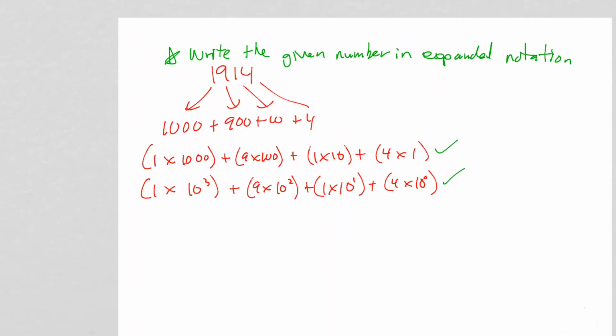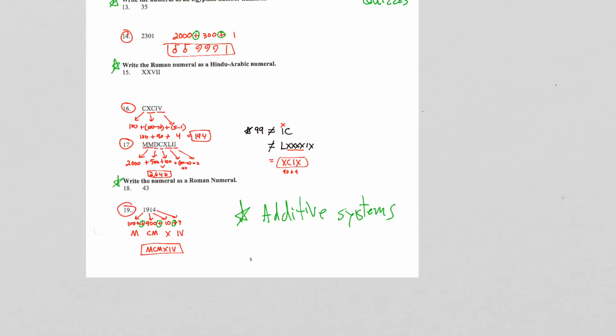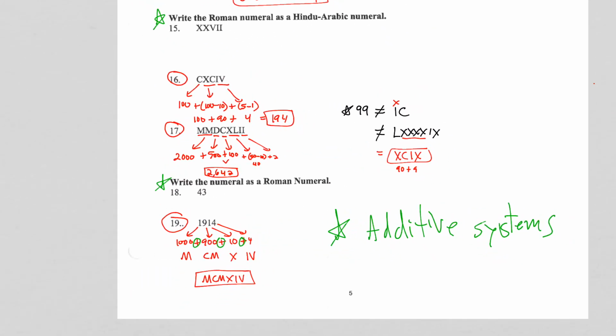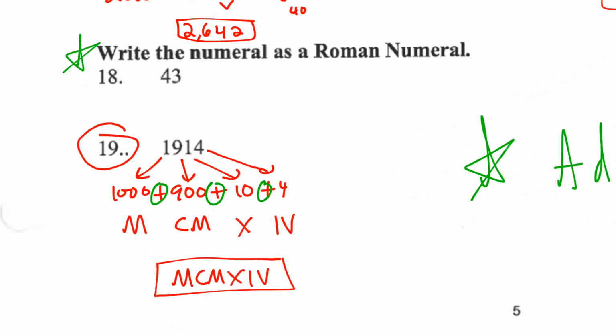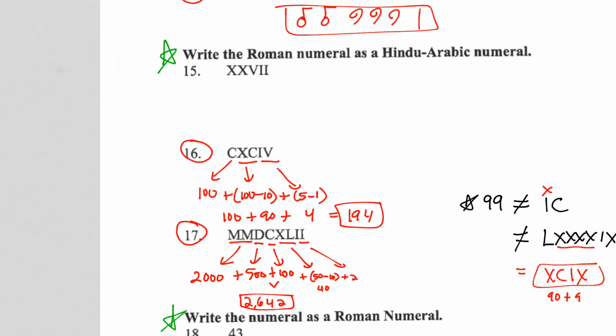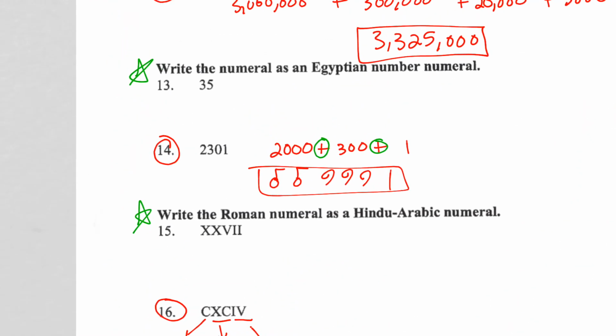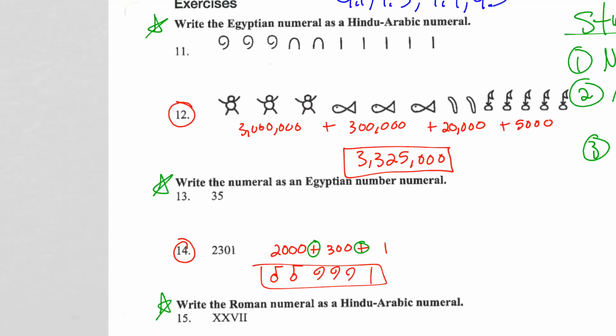Then expanding numbers in our base system, dealing with additive systems like the Romans, so doing the translation from our numbers to theirs, from their numbers to ours, from our numbers to Egyptian, and from Egyptian to ours.